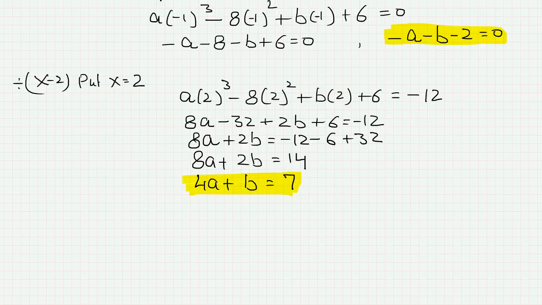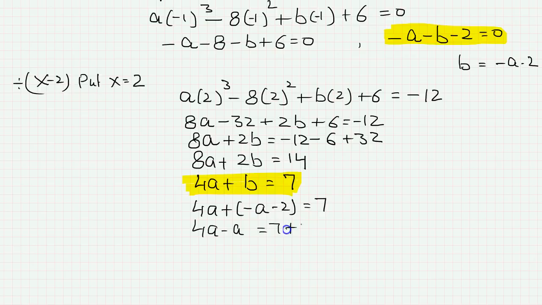So from equation number 1, I can write b is equal to minus a minus 2. So I write it here, 4a plus minus a minus 2 is equal to 7. So 4a minus a is equal to 7 plus 2. 3a is equal to 9. So a will be 3. That is our first value of a. So a is equal to 3.